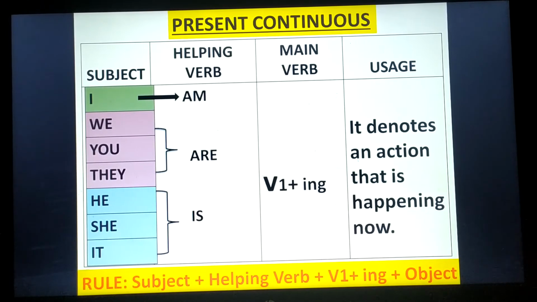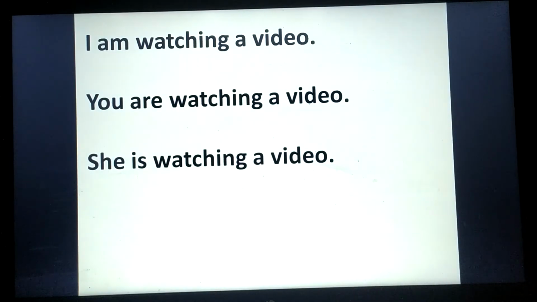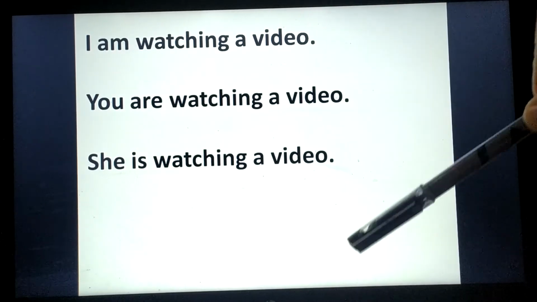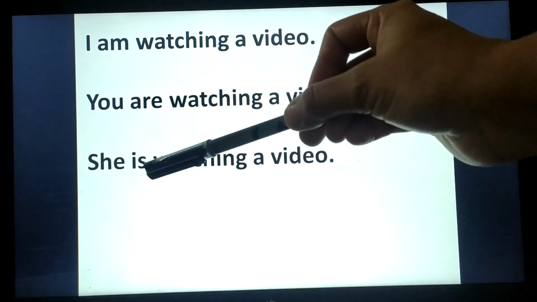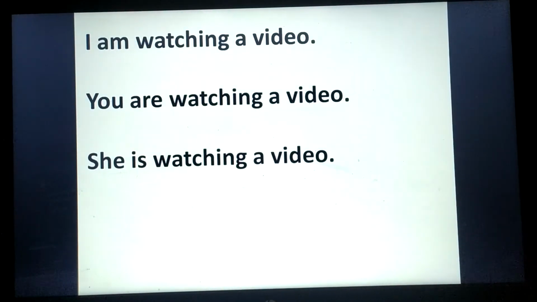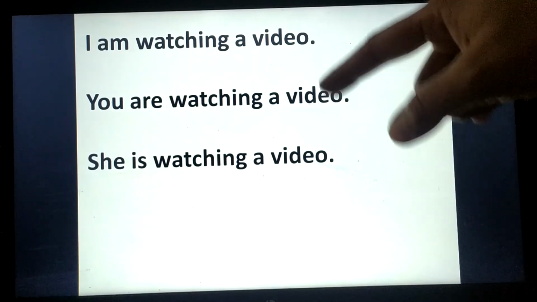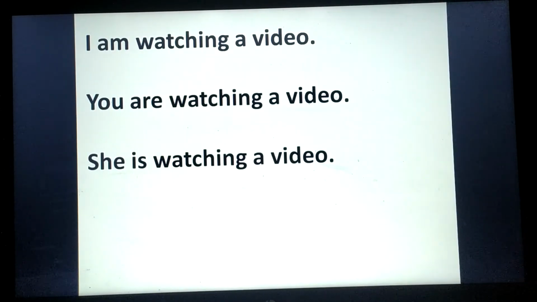Here we have a few examples. I am watching a video. You are watching a video. She is watching a video. You can see that with I I have used the helping verb am, with you I have used the helping verb are, and with she I have used the helping verb is, right? And all these sentences show that the action is happening now.